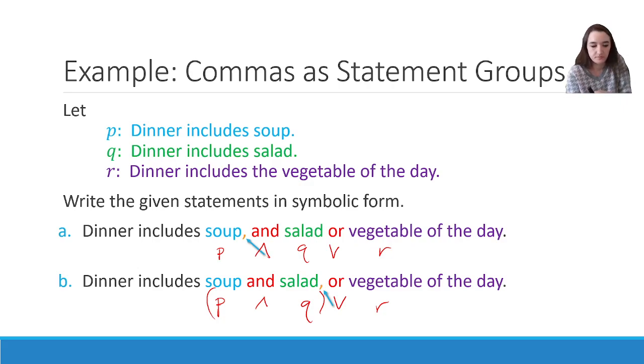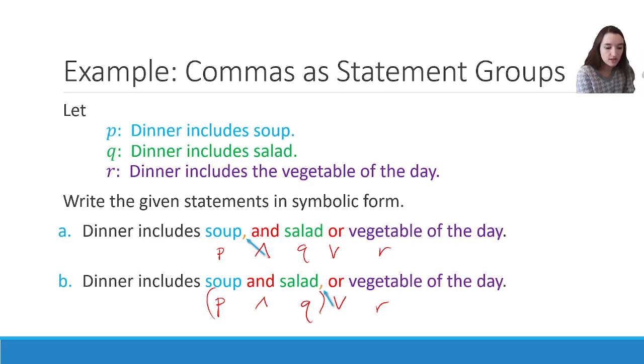The vegetable is separate. Now for the other one, it's saying I can get soup and one of salad or vegetable of the day. In other words, I have to choose between the salad or the vegetable, but I can definitely get the soup either way. So instead of, you may wish to place a parenthesis right here, but that would be poor form, because we never put a parenthesis next to a symbolic operation, a connector, right?